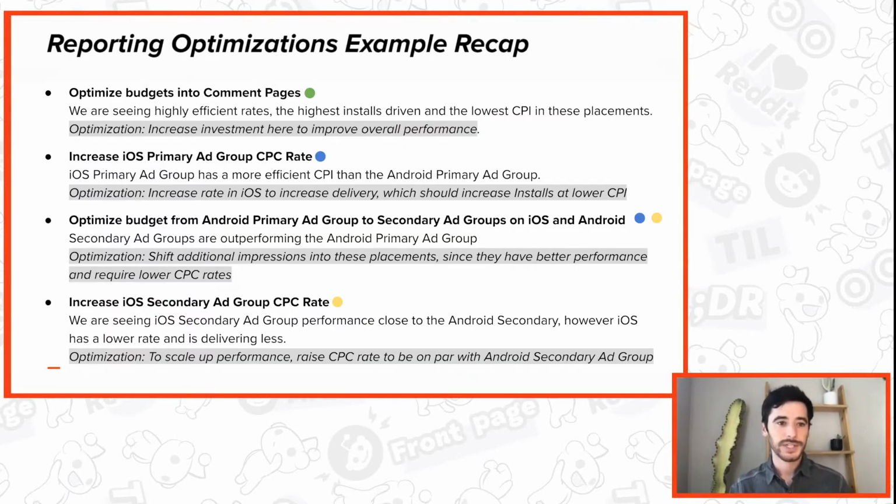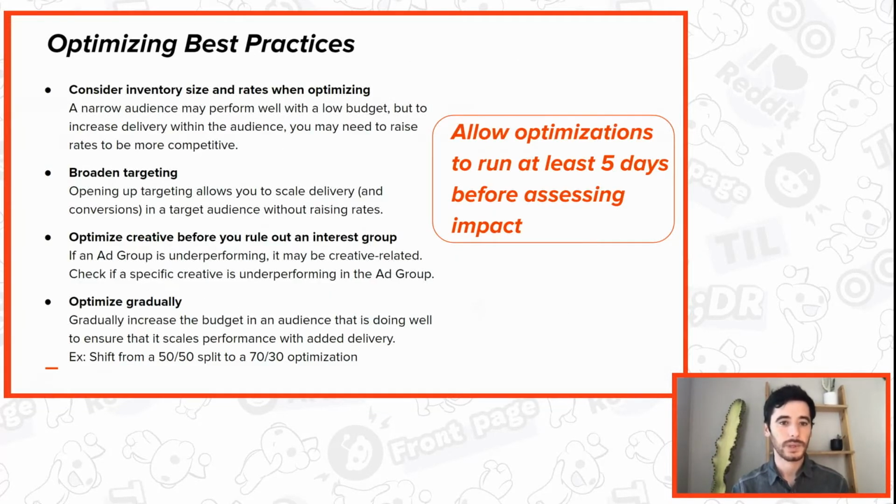So just to recap, on this slide we have an overview of the optimizations I recommended based on the data we were seeing, and the rationale behind why we are going to make the changes we are going to make. And before we go any further, I do want to cover a few best practices when you are making optimizations on your campaign.